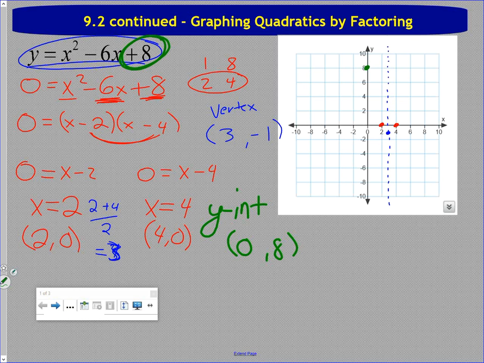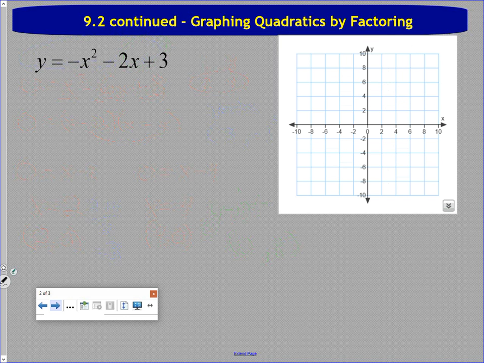Now, the last thing we're going to do is look at how far from the axis of symmetry is that point. The vertex is at 3, so it's 3 units away. So I'm just going to go 3 units the other way, which puts me at 6. And I'm going to mirror or reflect that point. That gives me 5 points to graph this guy with. Okay, again, make sure it's a curve, not straight lines.